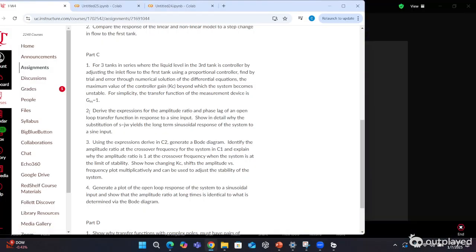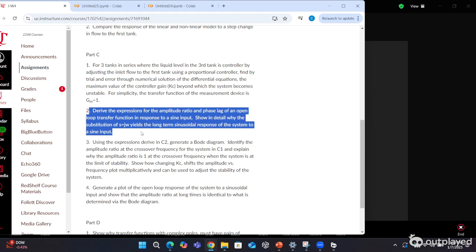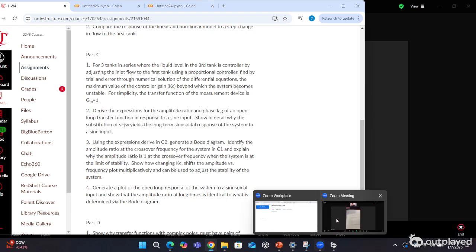So derive the expression for the amplitude ratio and phase lag of an open loop transfer function in response to a sinusoidal input. Alrighty.